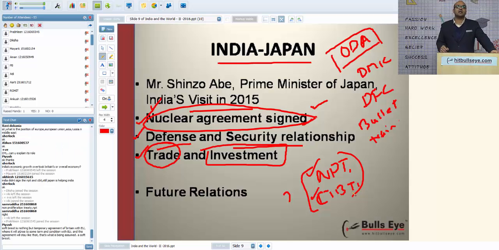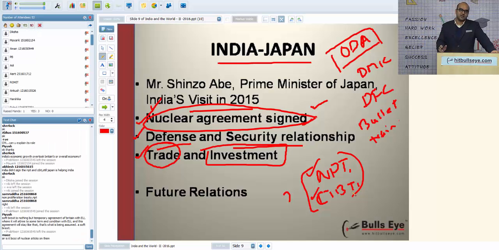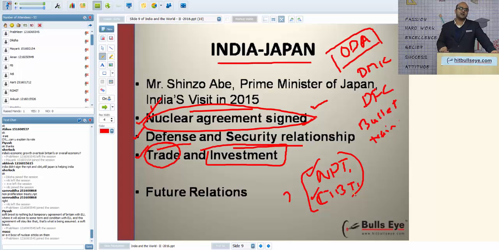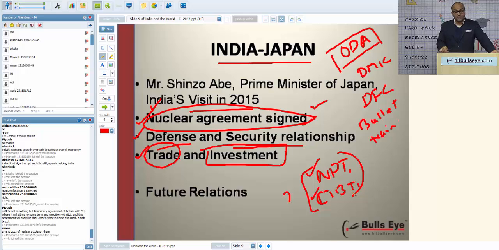First, due to the rising assertiveness of China. China is having conflicts with Japan and China is having conflicts with India as well. So in international relations, always remember one thing, your enemy's enemy is your friend. So that is why Japan and India are continuously building stronger and closer relationships.